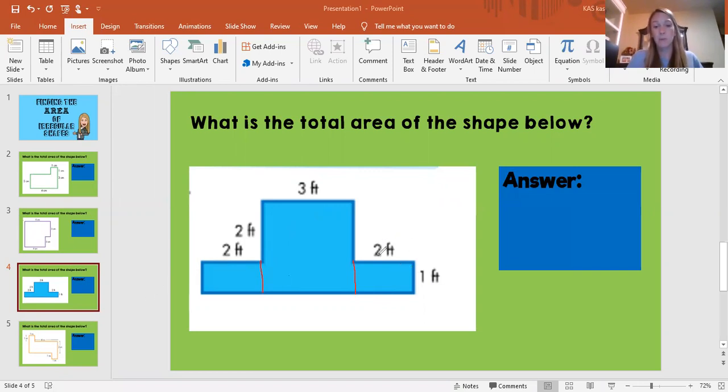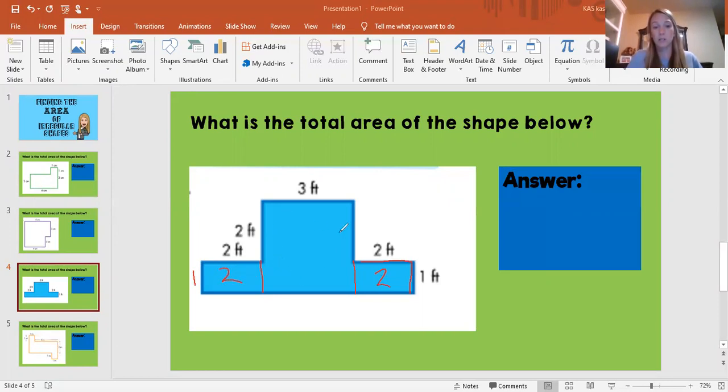Let's start here because I know that this is 2 and I know this is 1. So 2 times 1 is 2. So I know that area is 2. If this is 1 here, then what would be the opposite side? That would be 1 as well. So I have 2 times 1 again, which is 2. Okay, so I have 2 and 2.